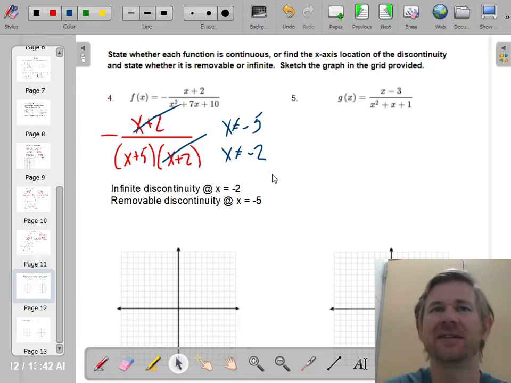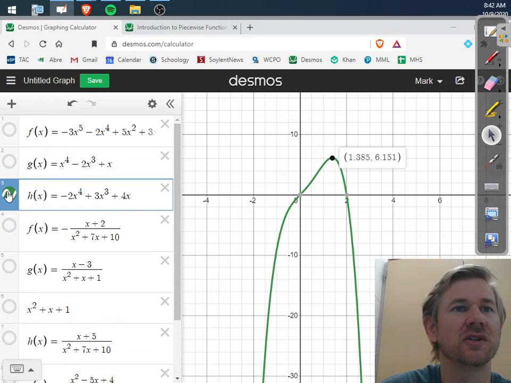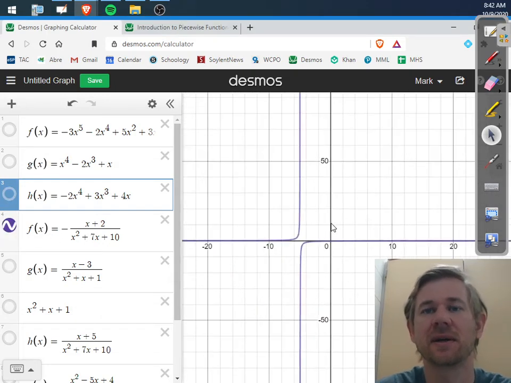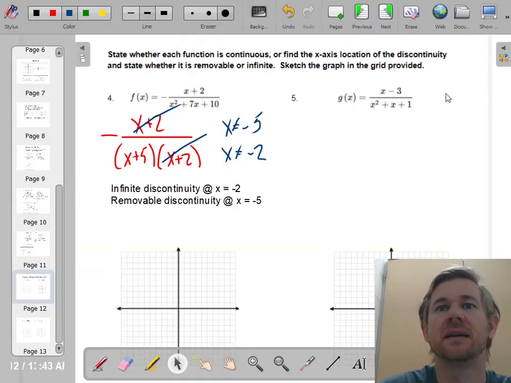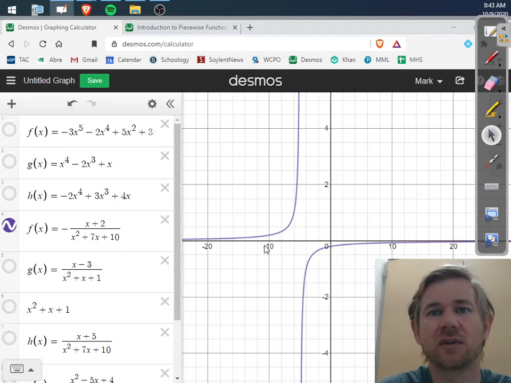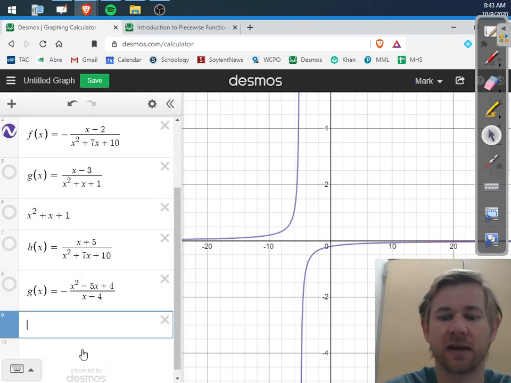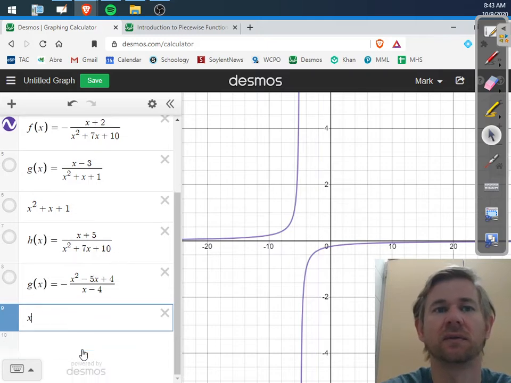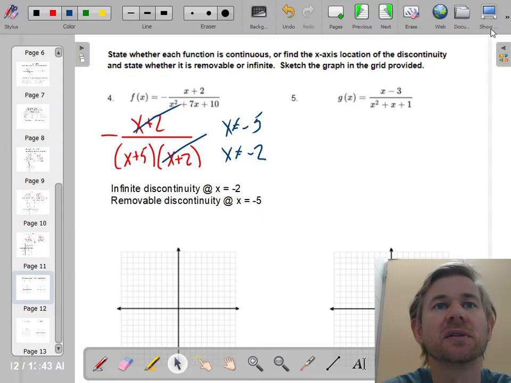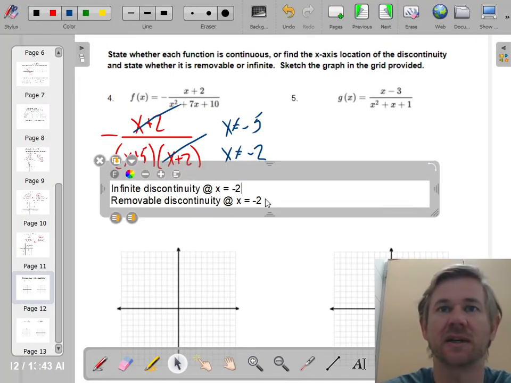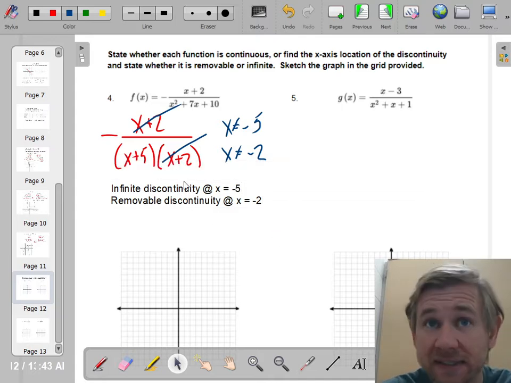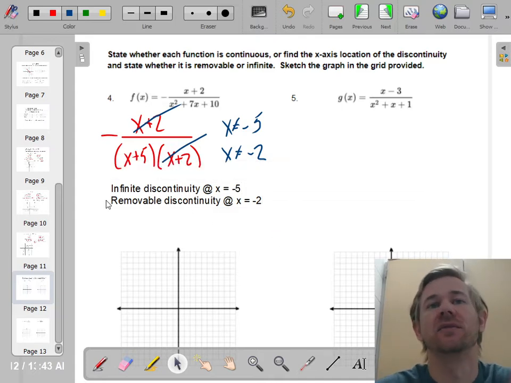So let me look at the graph now and see if this looks like what I think it should look like. Notice there's a sneaky minus sign in there somewhere. So here's my graph. I said there was an infinite discontinuity at negative 2. Does that look like a vertical asymptote at negative 2? Uh-oh. Did I type this in right? x plus 2, x squared plus 7x plus 10. Oh, no, I said it backwards. The removable is at negative 2. Sorry, guys. The removable discontinuity is the one I crossed out. I removed the one at negative 2, so I typed them in backwards.